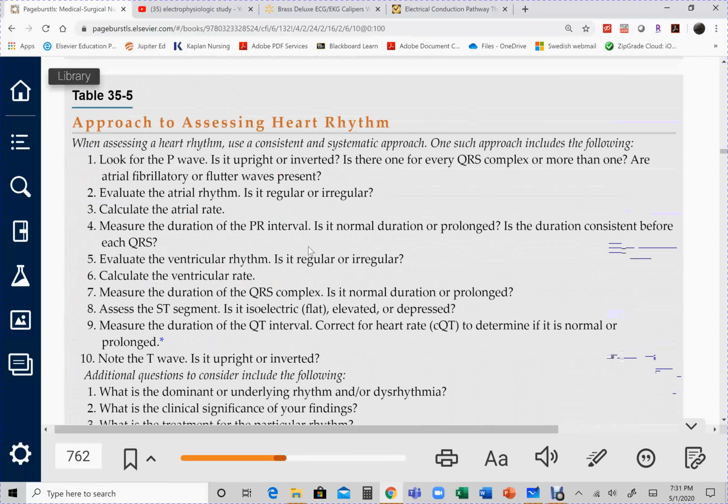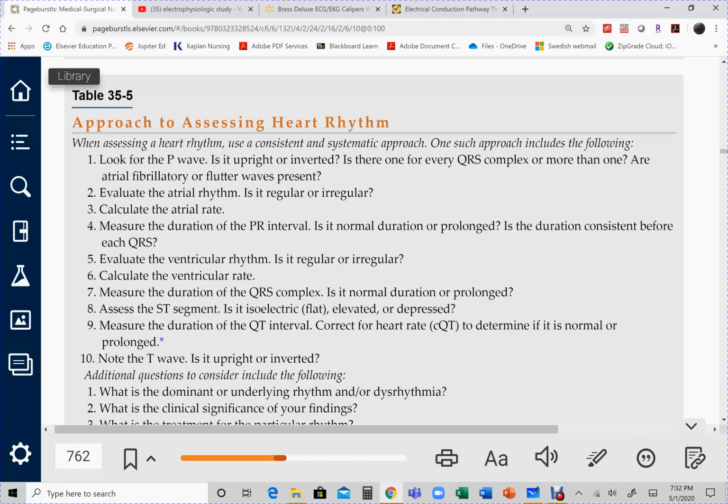All right, this one though is useful. Table 35-5 tells you the steps to guide you in interpreting a heart rhythm. This one is good. Also, we have a table later which will tell you your actions, the sequence of your actions in order, on how to respond when you see a patient having a dysrhythmia. So these are the steps that will help you be orderly and organized in interpreting a rhythm.